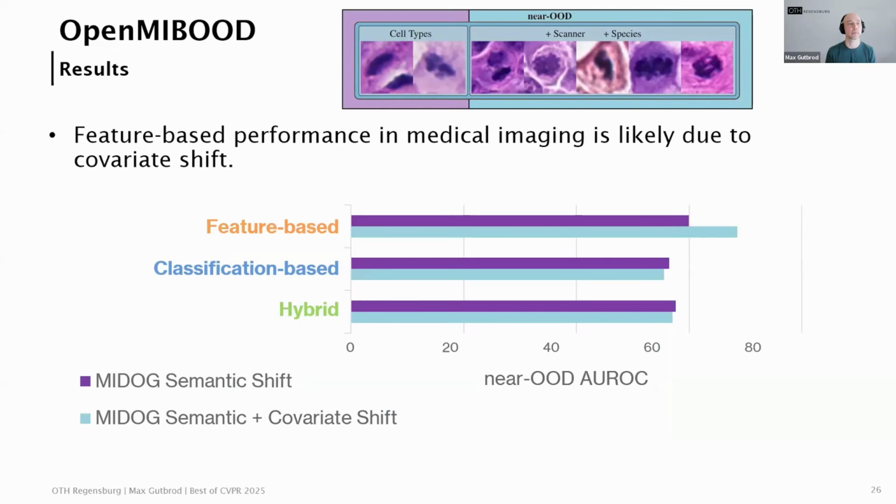So having said this, we analyzed these 2 cases independently, and we can see that the feature-based methods rely a lot on distribution differences coming from covariate shift. If we only evaluate on the semantic shift, the performance is roughly equal to classification-based and hybrid. But as soon as the covariate distribution shift comes into play, the feature-based methods can capitalize on this. In comparison, the classification-based and hybrid methods are not able to capitalize on those shifts at all.